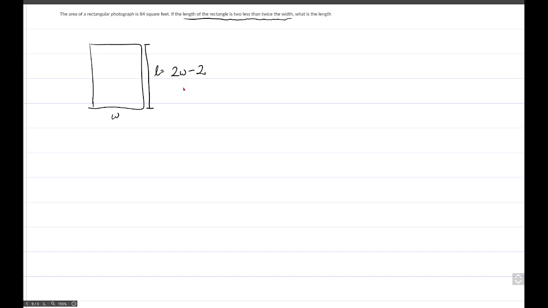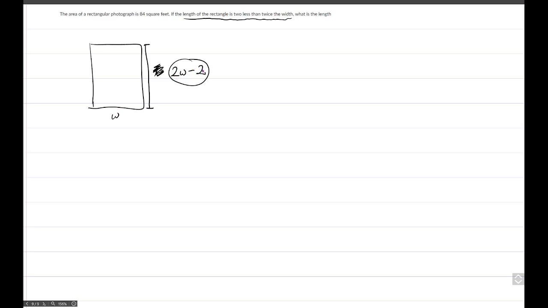So the width is the width. Maybe we'll just label the width with a W, right? But for the length right here, this distance right there, this length is 2 less than, so it's 2 smaller than something, twice the width. Okay, so we don't need actually this extra variable, but one side of the rectangle can be labeled 2w minus 2, and then the perpendicular side could be labeled w.